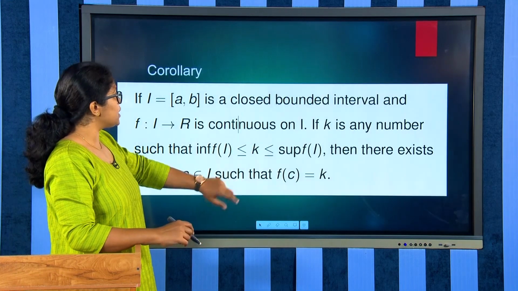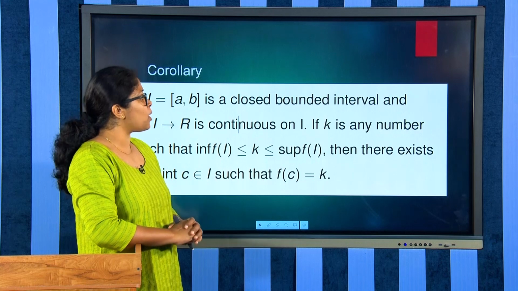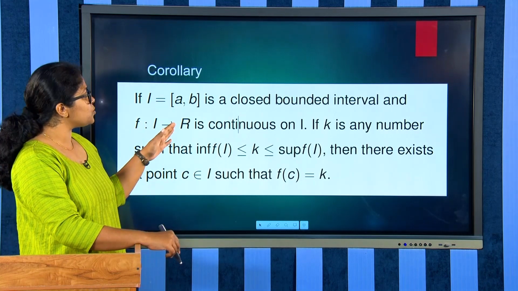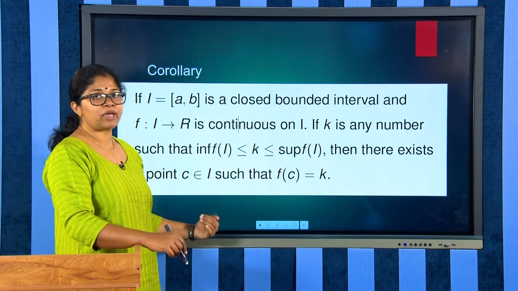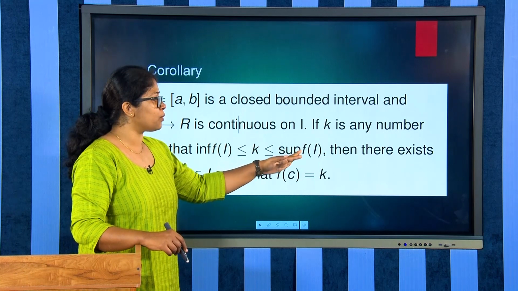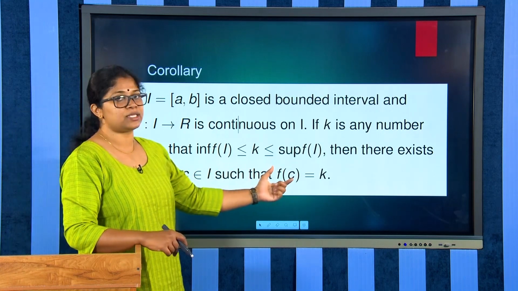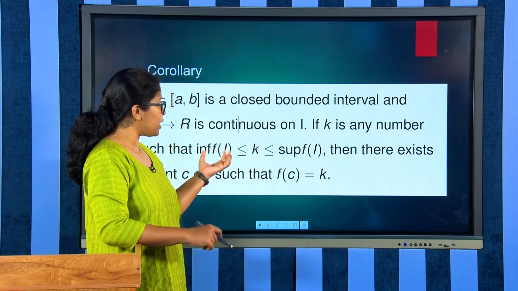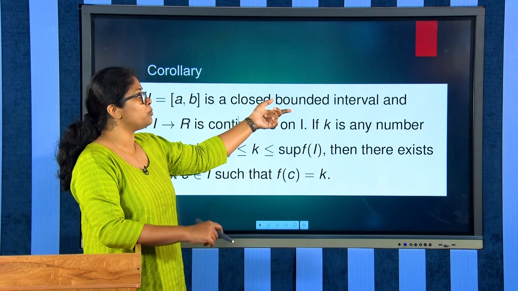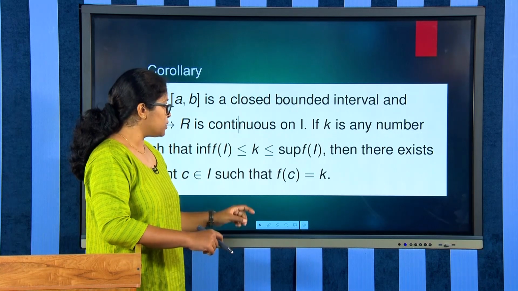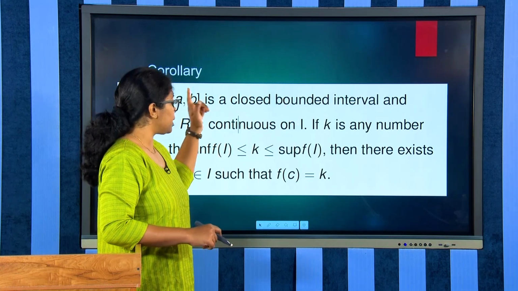So this is the result. As a corollary, we have: if I is a closed bounded interval, and f from I to R is continuous on I, and if k is any number such that the infimum of f of I is less than or equal to k less than or equal to the supremum of f of I, then there exists a point c belonging to I such that f of c is equal to k. So instead of f of a and f of b, you are specifically given the infimum and the supremum because I is given to be a closed bounded interval. That actually follows from the maximum minimum theorem as well as the intermediate value theorem. That is why it is a corollary.